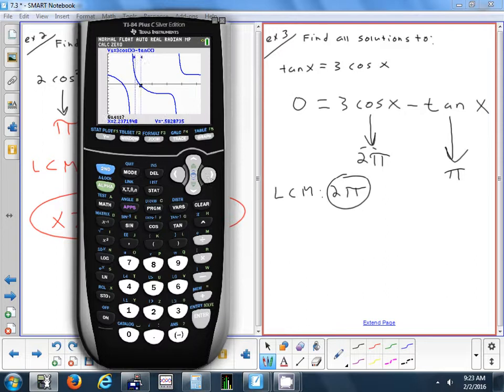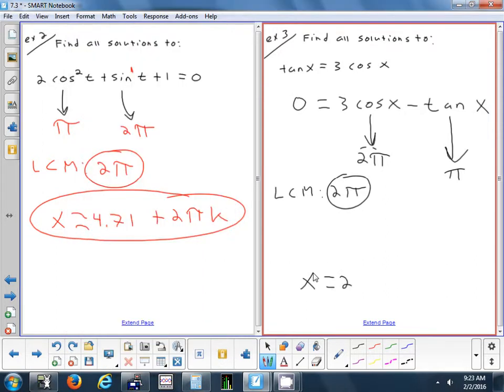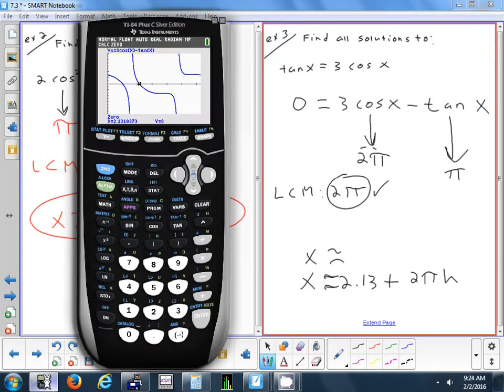Okay, so that's actually my second answer, 2.13. And what goes on the end of it? Plus 2 pi, your LCM, 2 pi k. Okay, and x is about, anybody get that first answer? Let's just see. So we get 2.13 and 1.01.